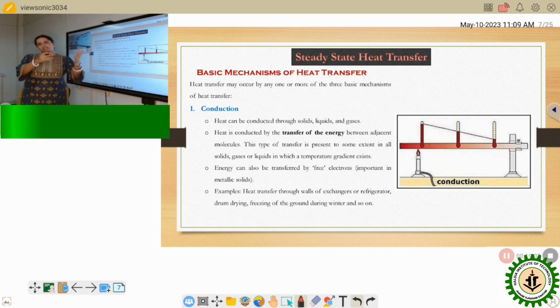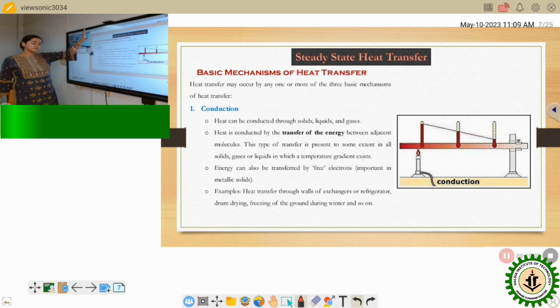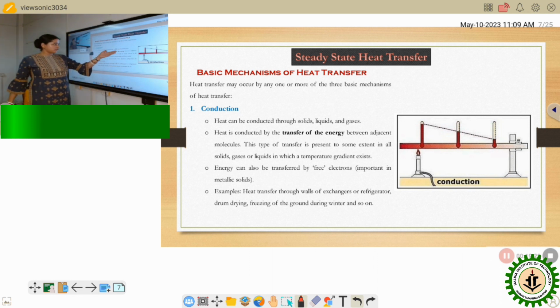Now, going into some problem solving for conduction, let me give you a brief of the three mechanisms of heat transfer. First, we were already discussing conduction. In short, conduction can happen through solids, liquids and gases, all the mediums. Here the material itself does not change its position from one place to another, but it just transfers the energy from one molecule to another. So heat is conducted by the transfer of energy between adjacent molecules.